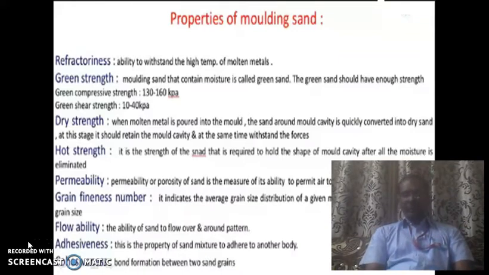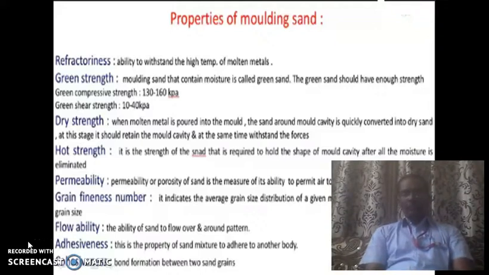Next one is grain fineness number. It is the average grain size distribution of the given mold sand, called the grain fineness number. Normally, the greater the grain fineness number, the lower the grain size. That is the condition we prefer in the casting process.